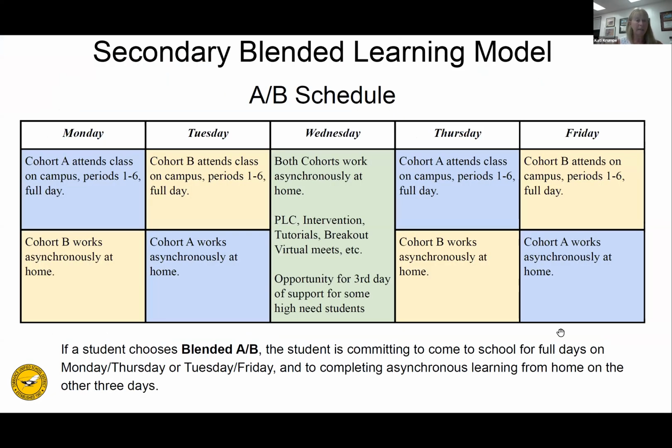The secondary blended learning model is a little bit simpler, less busy as a model. If you were in cohort A, you would be attending campus class periods 1 through 6 all day on Mondays and Thursdays. And if you're in cohort B, you would then be learning asynchronously from home on those days for 240 minutes. And then you would flip-flop. So cohort B would come to campus the next day, learn between 8 and 3 all day long, and cohort A would be working asynchronously at home.